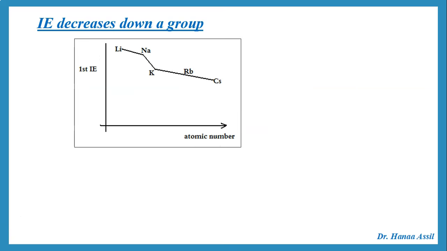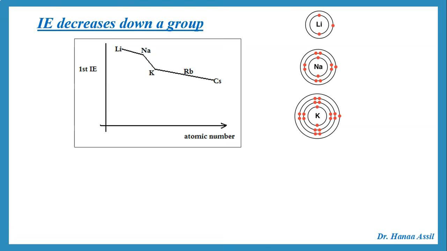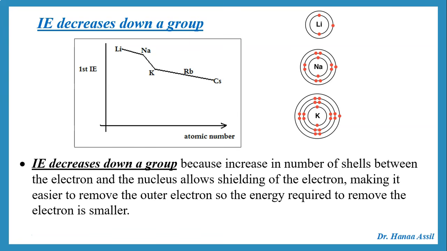Okay, what if we're going down a group? So we're going down lithium, sodium, potassium, rubidium, cesium. Well, ionization energy decreases. Again, why does it decrease? Remember, I'm removing the outermost electron. As I go down the group, the electron is further away from the nucleus. We have more and more shells between the electron and the nucleus. This allows more shielding, so less attraction force to the positive nucleus. So that makes it easier to remove the outer electron, and the energy required to remove the electron will decrease.